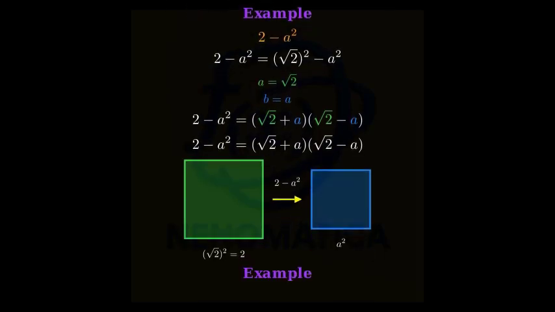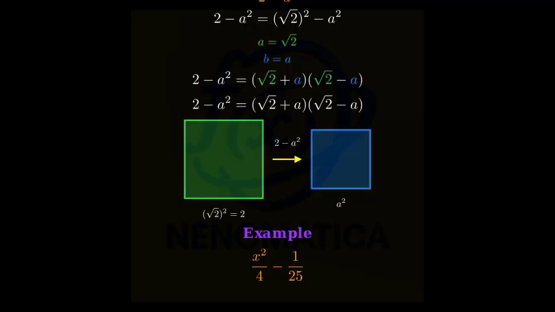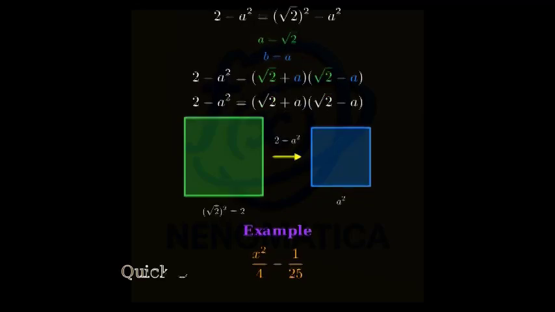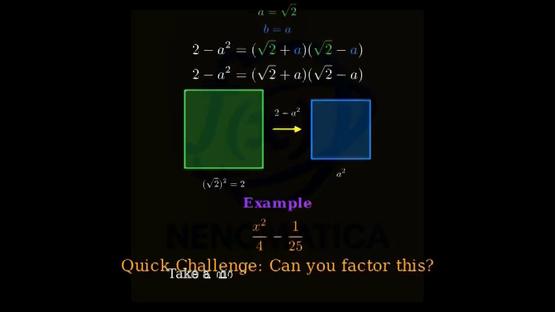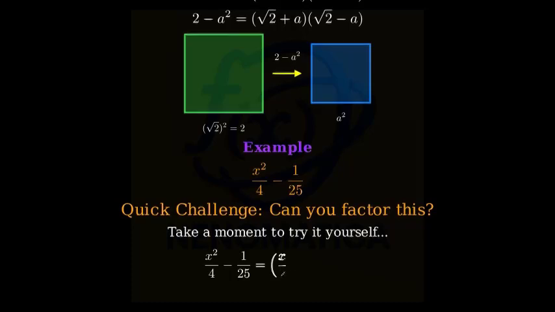Now, let's try our final example. We want to factor x squared over 4 minus 1 over 25. Before I continue, I encourage you to pause and try factoring this expression yourself using the difference of squares formula. Let's identify the parts in our formula. First, we rewrite the expression as the square of x over 2 minus the square of 1 over 5.